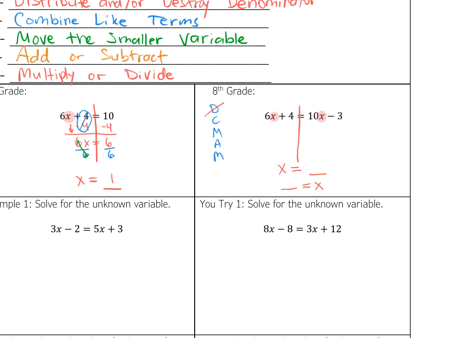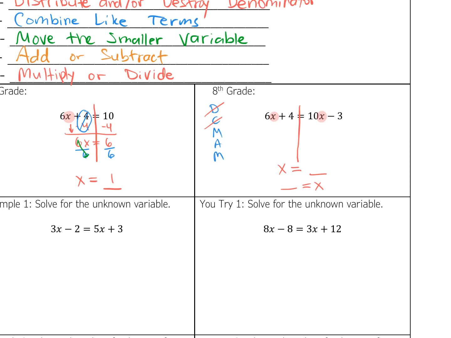Then the C stands for combine like terms. Most people tend to think, since there are two variables, that they could combine like terms, but they have to be on the same side of the equal sign, either on the left side together or on the right side together. Since in this problem I cannot do that, I will just cross out the C, since I cannot combine like terms. Then I'm going to ask myself, can I move the smaller variable?